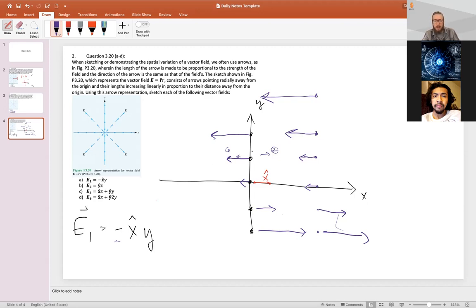So meaning we can tell, right, the further we go up the y-axis, the bigger the number y will be. Therefore, this vector should be relatively larger than this vector. And then when we're below the y-axis, because of this negative sign, the field direction switches, and the larger the magnitude of y, so the further down you go in that y-axis, the bigger it will be.